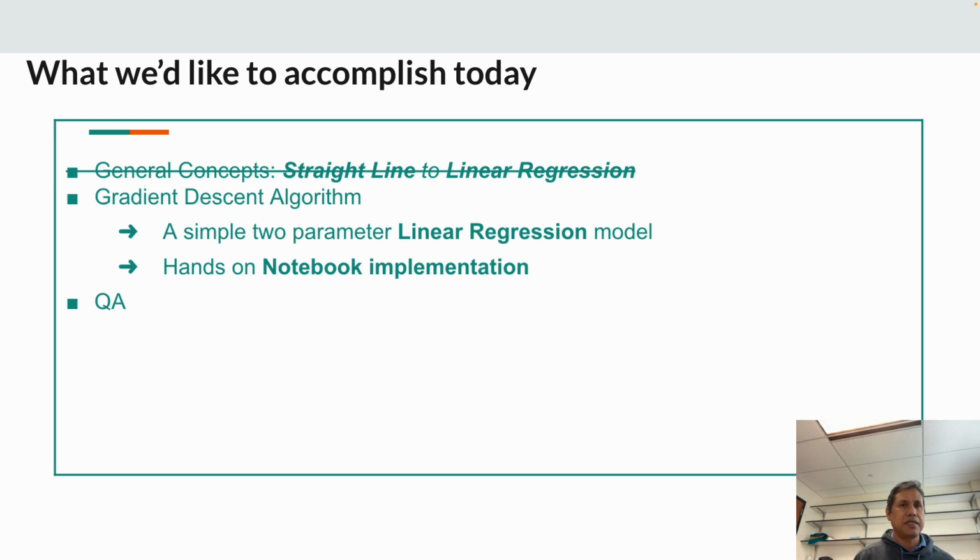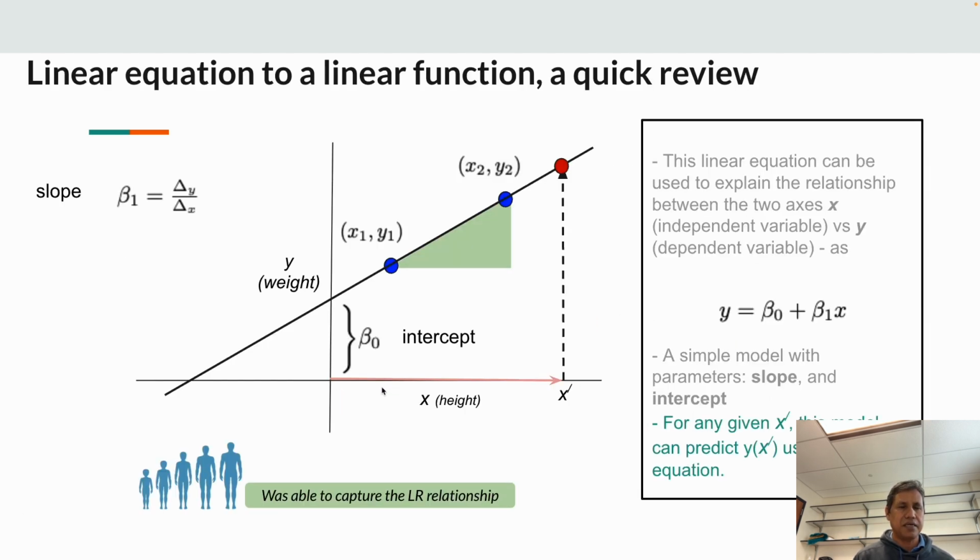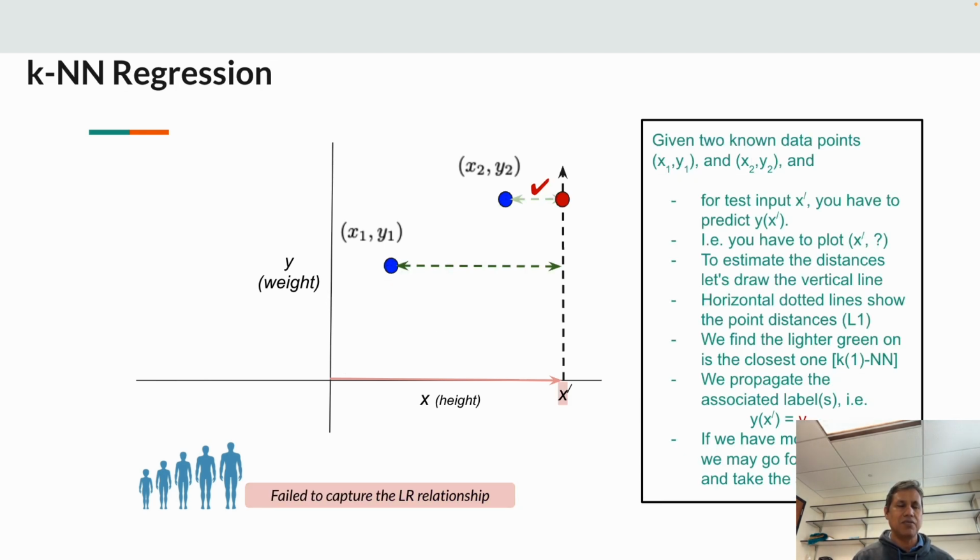So we are actually using a straight line to form our linear regression model. Through an example, our model needs to learn the relationship between a person's height and weight. It turned out that, as we know there is a linear relationship between height and weight, the linear line was able to capture that given these two blue data points, whereas the KNN model was not able to catch this relationship.